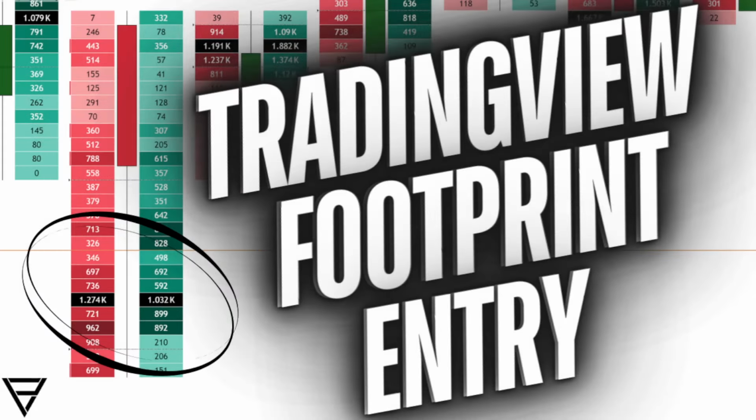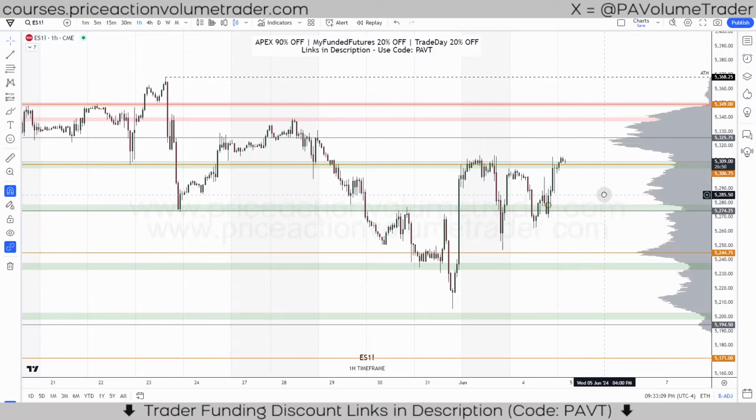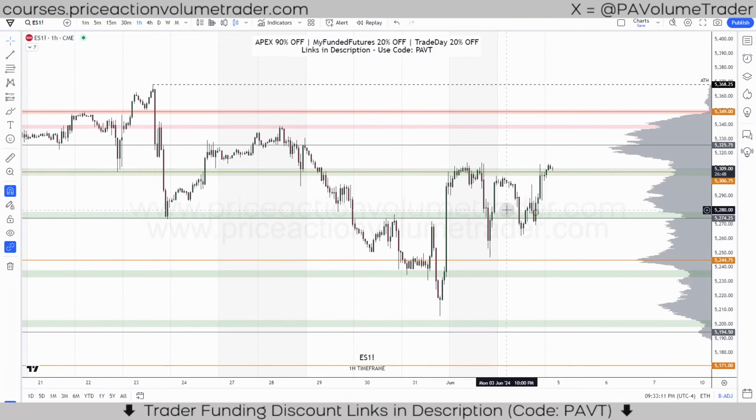Hi everyone, welcome back. Today I'm gonna have a pretty quick video, but just to go over the new TradingView footprint indicator and just show you an example of how I would use this as a confluence for a trade entry using all the combinations of things that I like: order flow, volume profiles, price action, etc. So this is a 1 hour chart of the E-mini S&P futures.